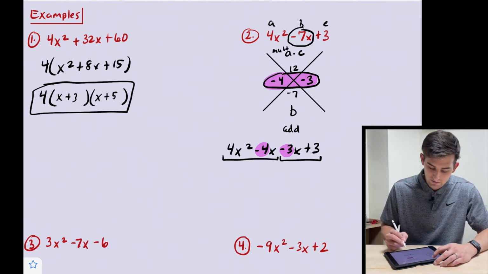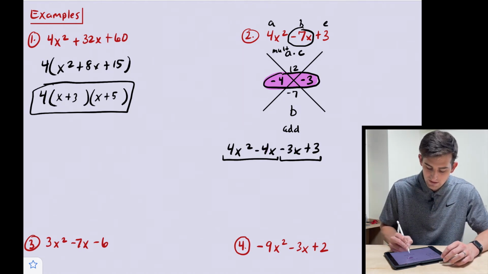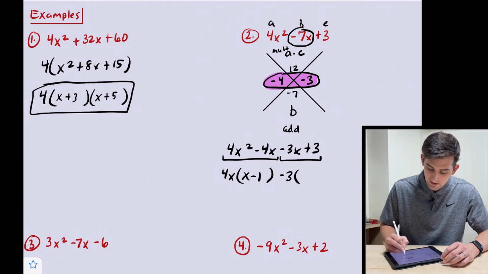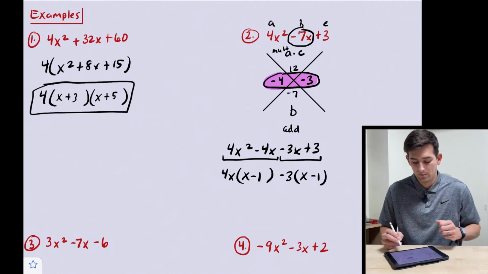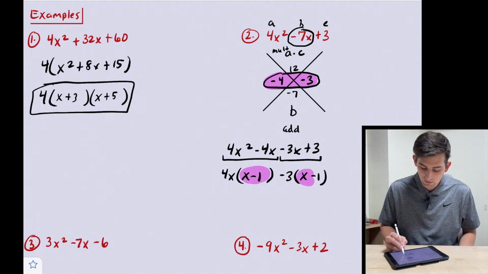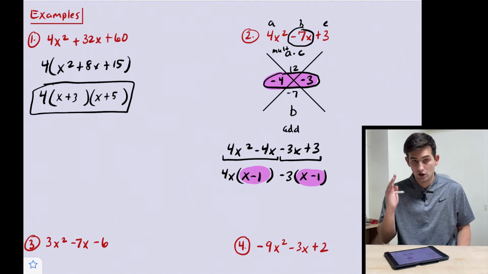So now we can factor out a 4x here, and now this is going to be x minus 1. And over here we could factor out a negative 3, and we're also going to get an x minus 1. So the goal here, when you get to this step, is to get the same binomial in parentheses. Okay, that's the goal.